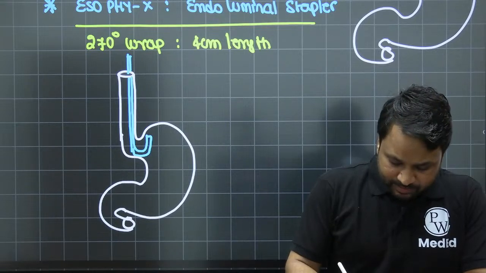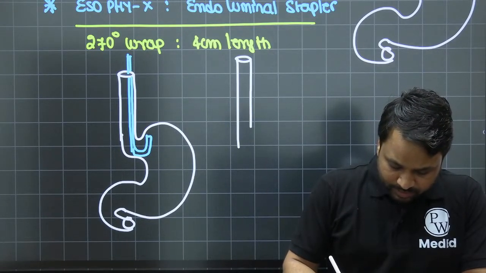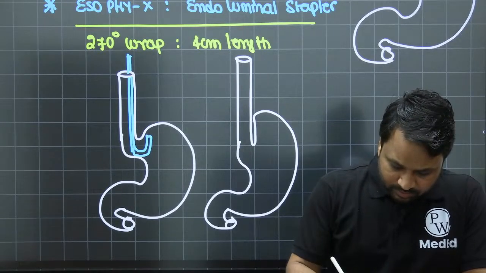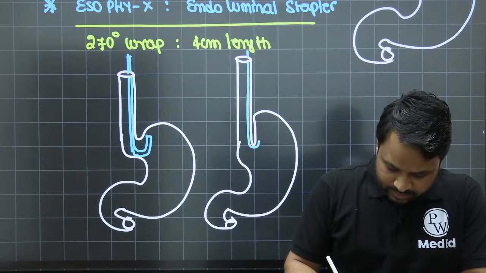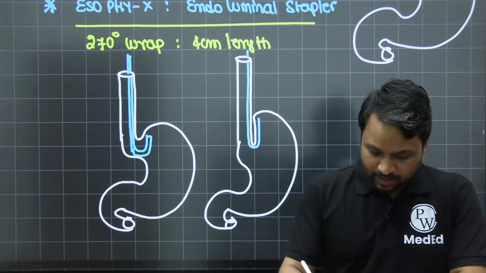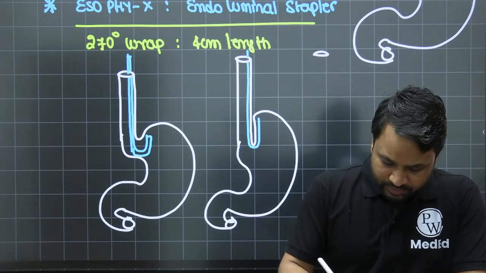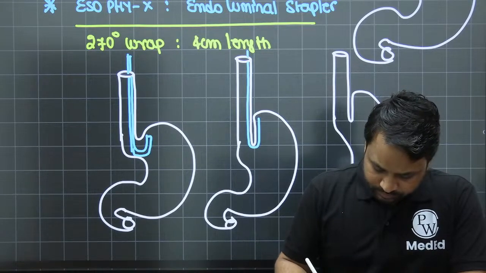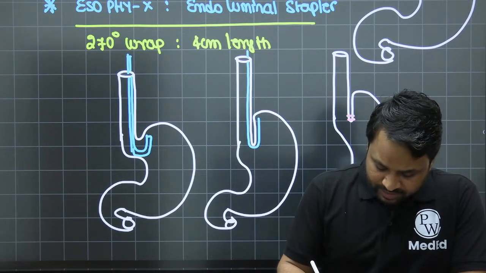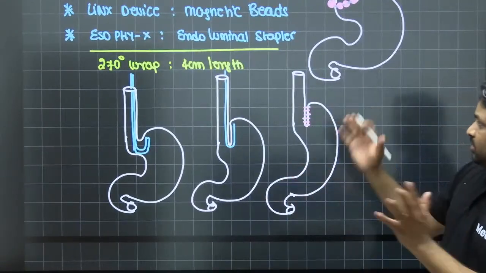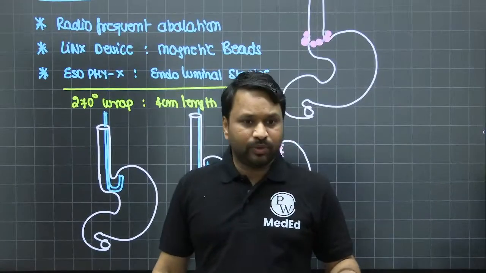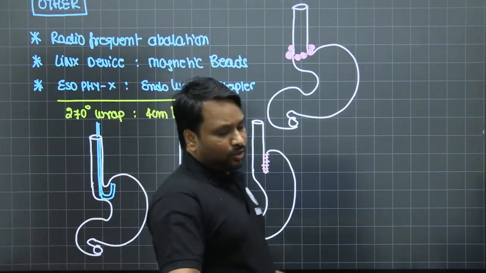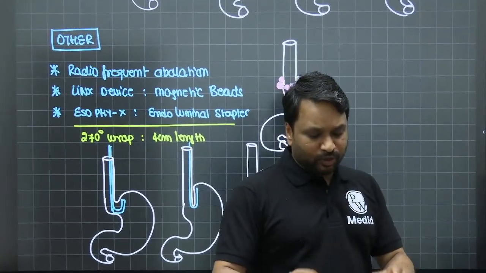Now as I advance the stapler, you will notice that I will bring the fundus close to the esophageal wall. Now this is where my stapler is sitting in this particular manner. I will fire the stapler. Once I fire the stapler, you will see the staples would have anchored this area, and then again this will sit together, right? Now this is what we call an esophagus or an endoluminal stapler. So this is how you will manage your patients of GERD if they don't respond to your medical management.